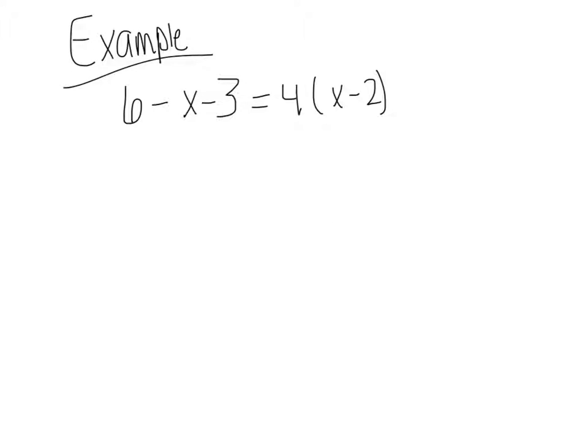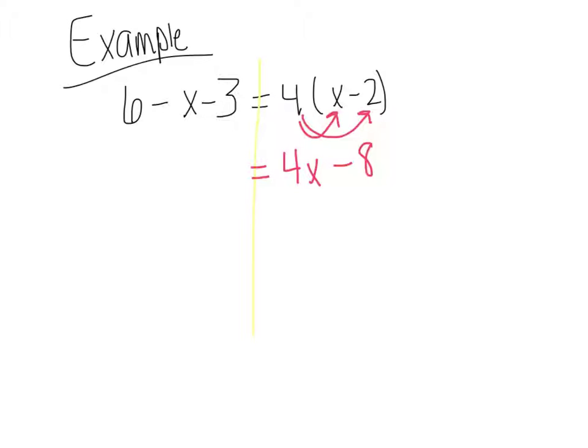This will be the last example we do together, and I'll give you a few you can try by yourself when we're done here. Alright, so when I look at this equation, I see over on the right I need to use the distributive property to get rid of those parentheses. So I'm going to take 4 times x, which is 4x, minus 4 times 2, which is 8.